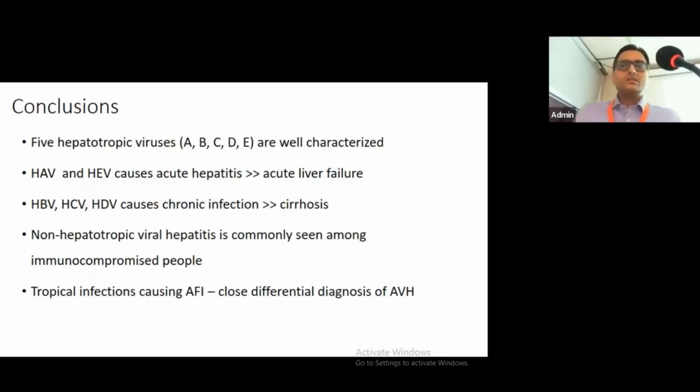To conclude, there are 5 hepatotropic viruses which are well characterized. Hepatitis A and E cause acute hepatitis, which in turn can progress to acute liver injury and then to acute liver failure. Hepatitis B, C, D cause chronic infection, which in turn can progress to cirrhosis and to hepatocellular carcinoma. Non-hepatotropic viral hepatitis is commonly seen among immunocompromised patients, and you should also keep a differential of non-hepatotropic viruses causing viral hepatitis in such patients. And finally, tropical infections causing acute febrile illness have to be a close differential diagnosis of acute viral hepatitis, especially in our country. Thank you.